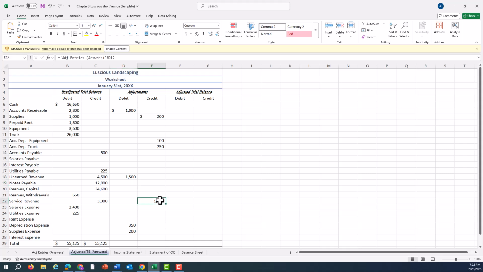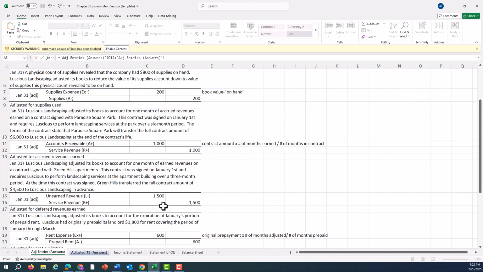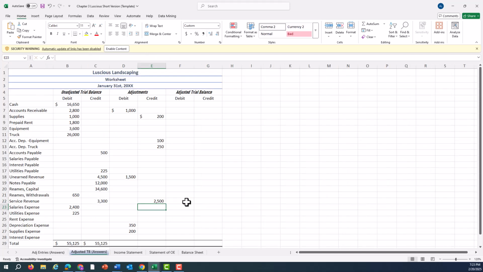Well, we already have $1,000 in there, which means that I need to add another $1,500 to the credit balance that we have going in the adjustment. So I'm going to go up to my formula bar at the top, put a little plus afterwards for what I already had in there, and click on that 1,500 and bring it over. If we got 1,000, we're adding another 1,500. Now we're up to 2,500.